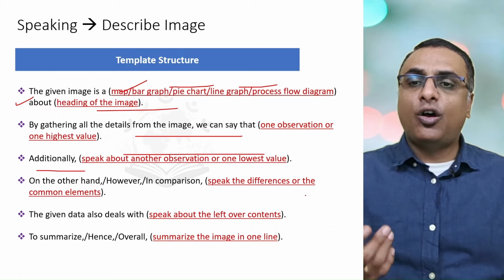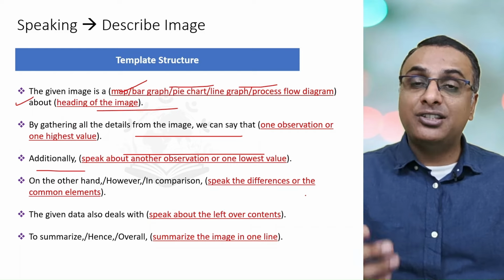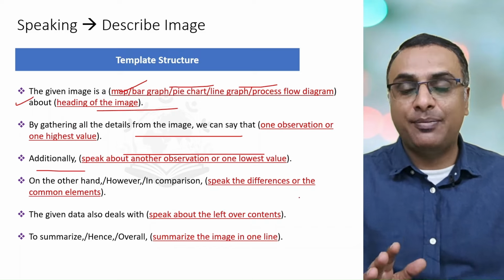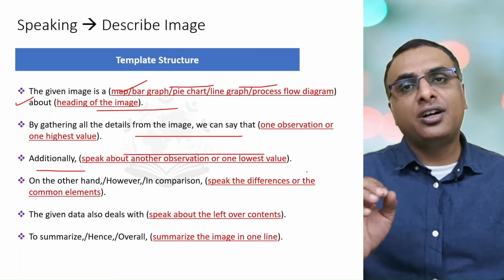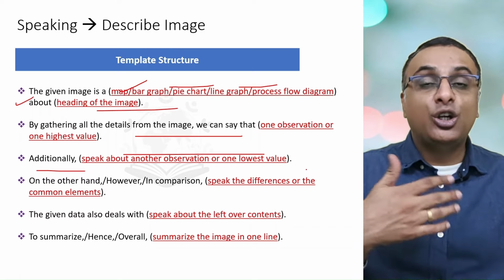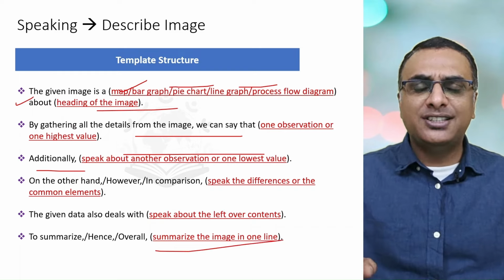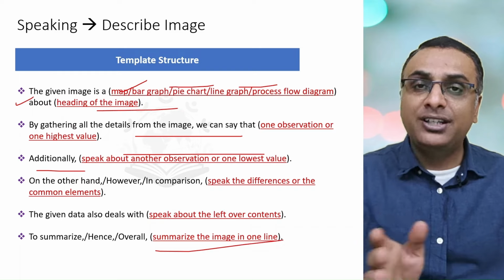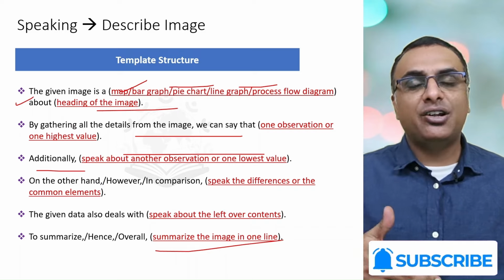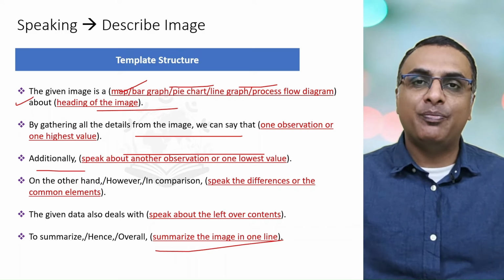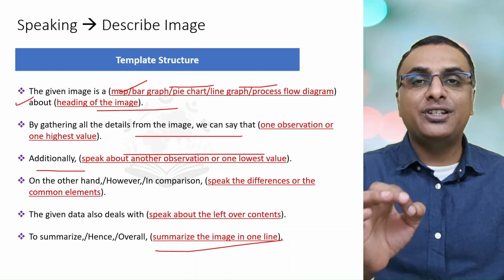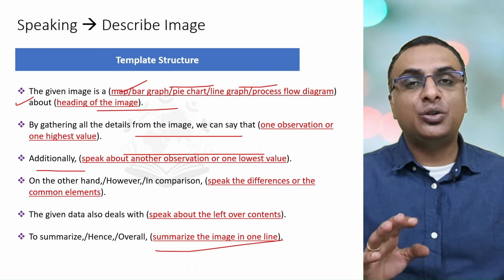Next, you can also say what the given image says, the leftover content if needed. Next, in the end, don't forget to conclude by saying to summarize, hence, therefore, in conclusion, to conclude, whatever you want. You can just say one point as a quick summary about the details given in the image. Maybe you can say the introduction line as well. Absolutely, no problem. So this is how you can use the template structure to maintain your fluency so that you can speak for 30 to 35 seconds.